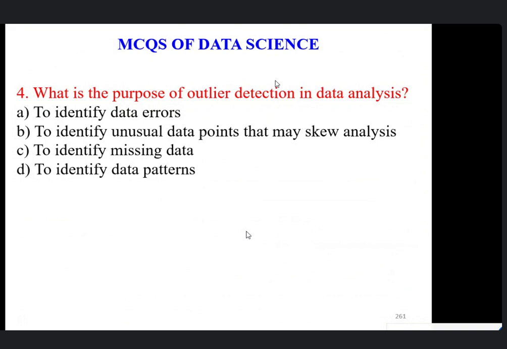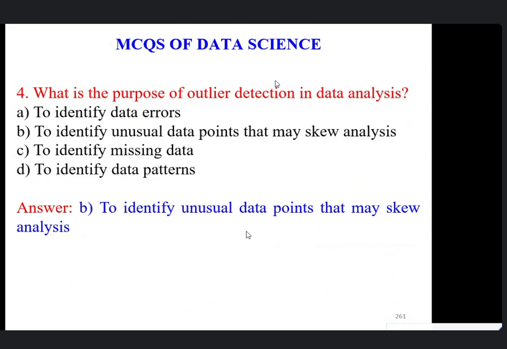Think over. Outlier means unusual. It is not normal. That means to identify the unusual data points that may skew analysis, like abnormal behavior. Suppose at an ATM, one person suddenly withdraws 15 lakhs. Everybody gets a doubt why he is withdrawing this much amount. That is abnormal behavior, unusual data.